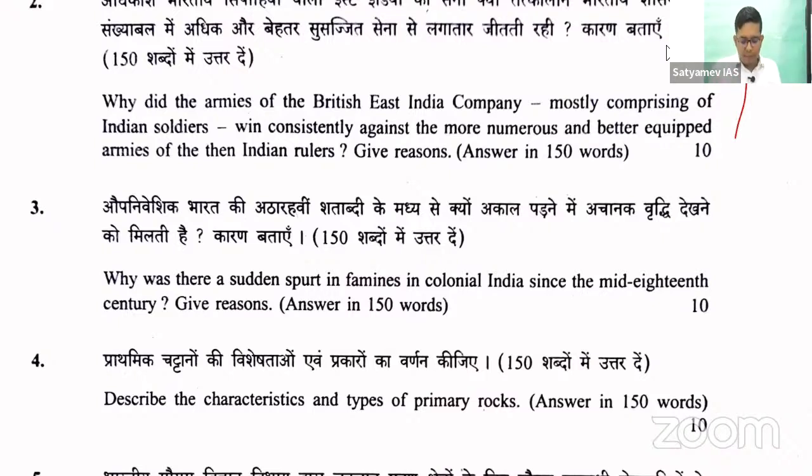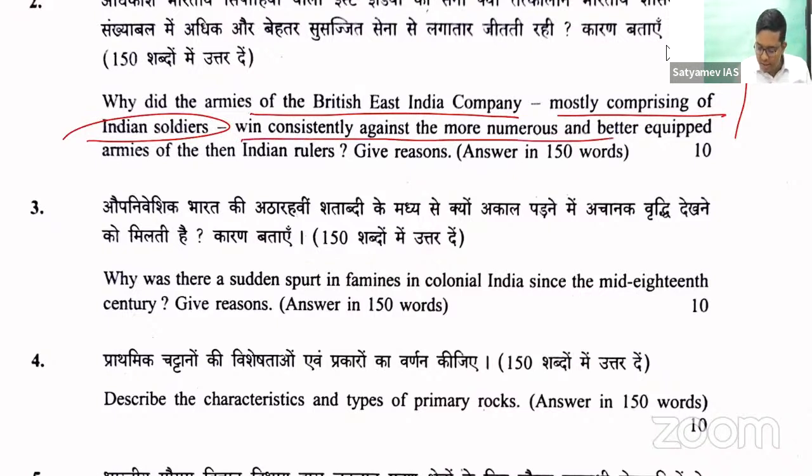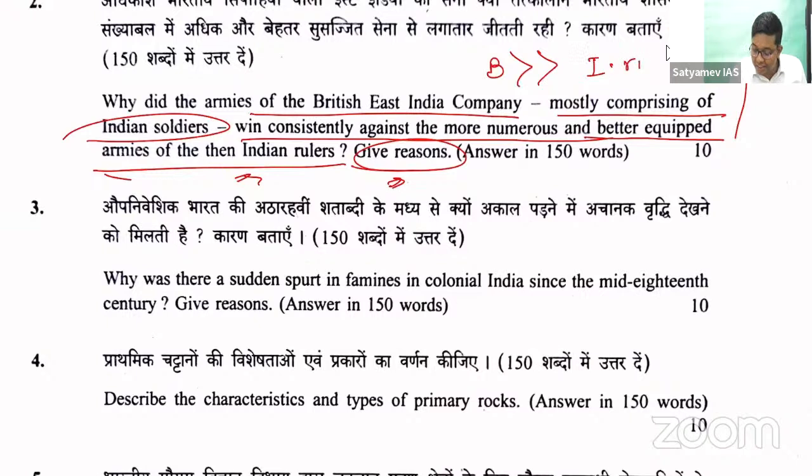So tell me, can you create a map where all Britishers defeated? Look at this. Why did armies of British East India Company, mostly comprising of Indian soldiers, win consistently against the numerous and better equipped armies of Indian rulers? Give reasons. So the question is this: why Britishers won over Indian rulers despite the condition was favorable for Indian rulers?